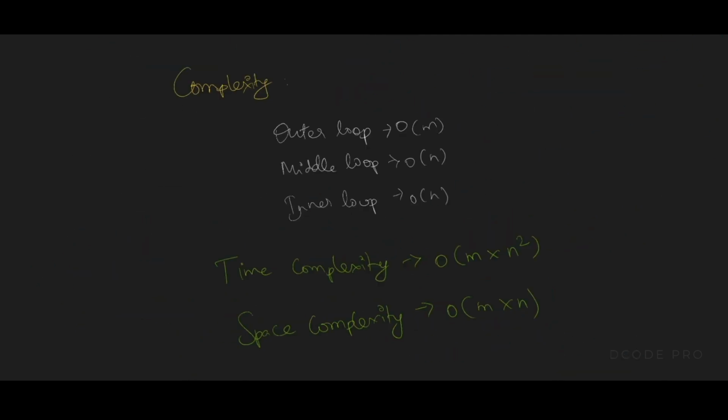The complexity of this code: the outer loop runs at O(m), the middle loop runs at O(n), and the inner loop runs at O(n). So the overall time complexity is O(m times n squared). Space complexity is mainly influenced by DP, which is about O(m times n).